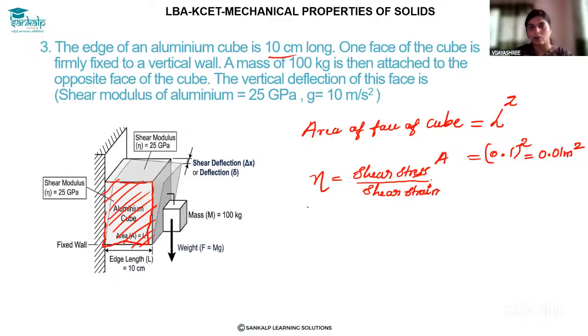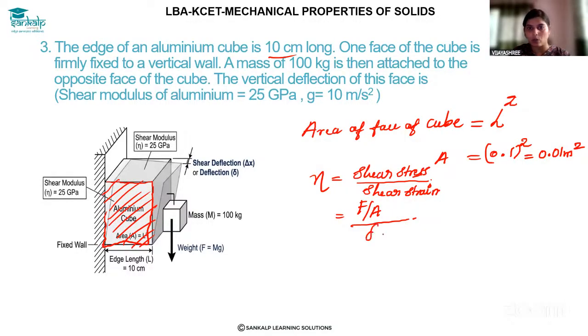Symbolically, I will write shear stress. As we already know, stress is equal to force divided by area. Stress in a direct formula is force per area, which is equal to F divided by A. Strain is equal to what is strain?